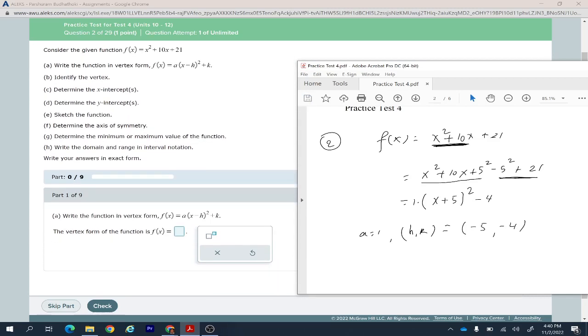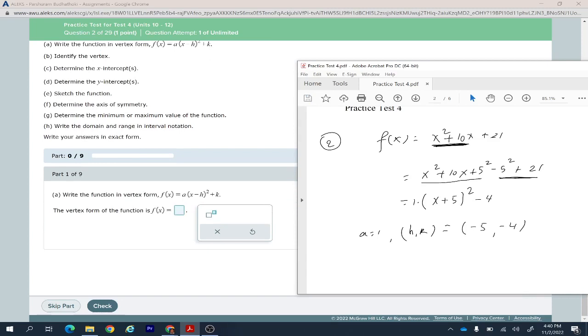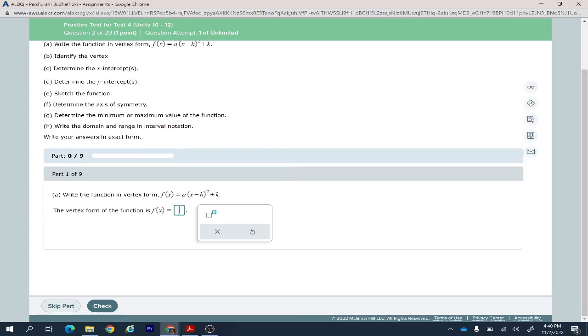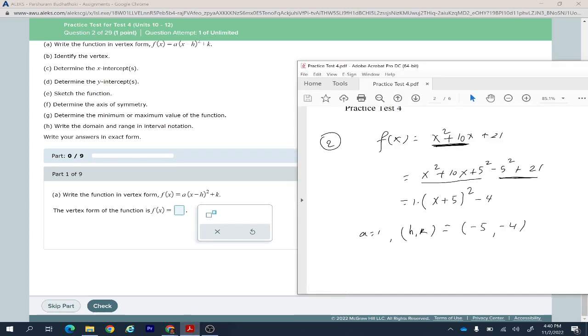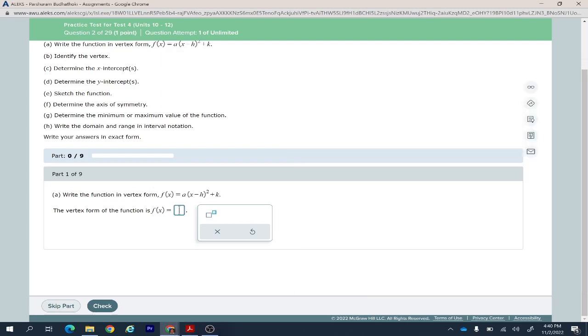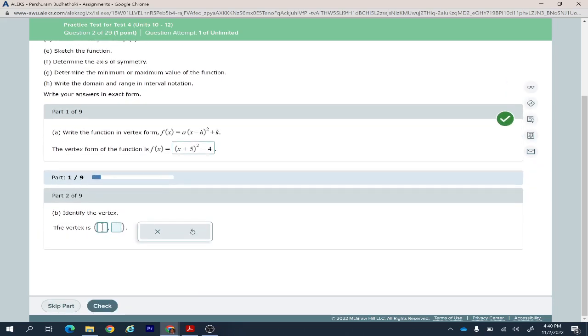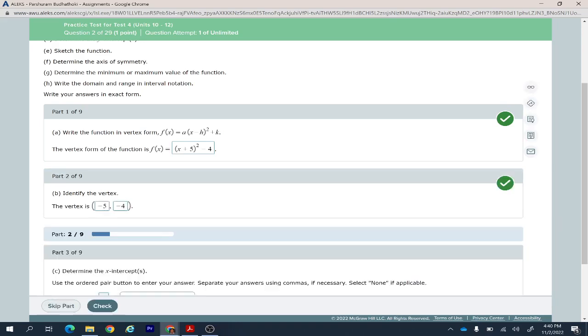But let's look at here. The vertex form of the function is x plus 5 whole squared minus 4. That's the vertex form. Check it. The vertex is negative 5 and negative 4.